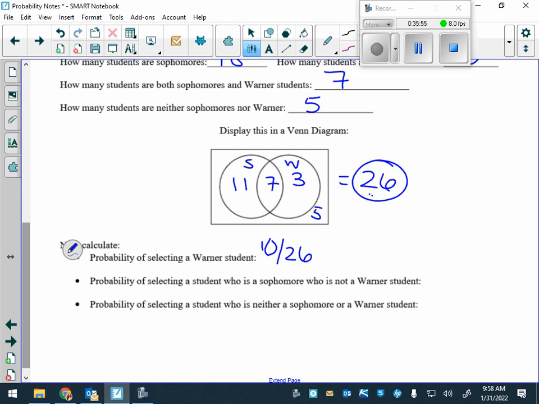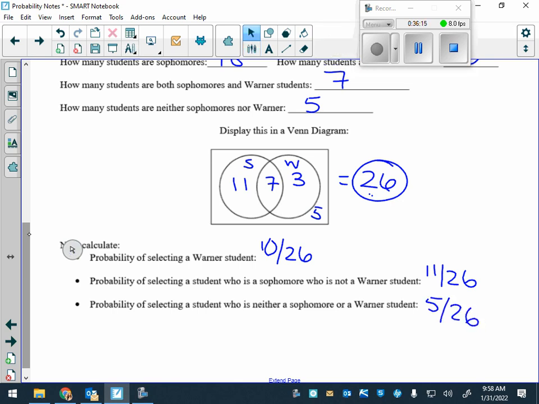Probability of selecting a student who is a sophomore who is not a Warner student. Perfect. Probability of selecting a student who is neither a sophomore or a Warner House student. Perfect. Good.